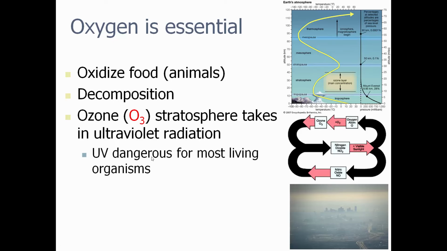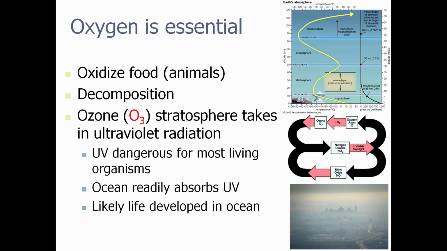And ultraviolet radiation is dangerous to most living organisms. There are some extremophiles that don't seem to care, but things like you and everybody you've known and everybody who lives around you and everybody you eat and you play with, UV light is dangerous. Oceans readily absorb ultraviolet radiation. This is one idea why we think that life probably developed in an ocean, as well as some other indications in terms of blood salinity, and in terms of the fossil record, showing us that life in the ocean is a lot older than life on the ground.